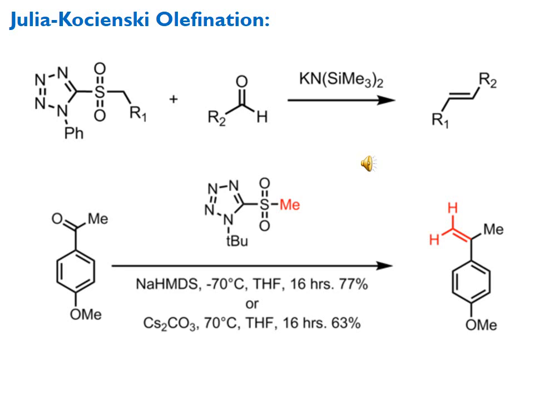This is the general reaction for Julia-Kocienski olefination, where tetrazole sulfone is treated with a carbonyl in the presence of base. Here is the potassium salt, and we get the alkene. This was also repeated with tertiary butyl with the ketone, using cesium carbonate as we discussed in the last slide, or sodium amide, and we get the alkene with E selectivity.